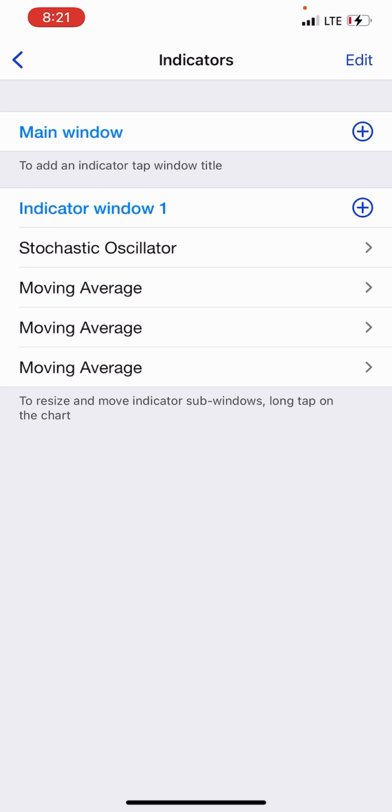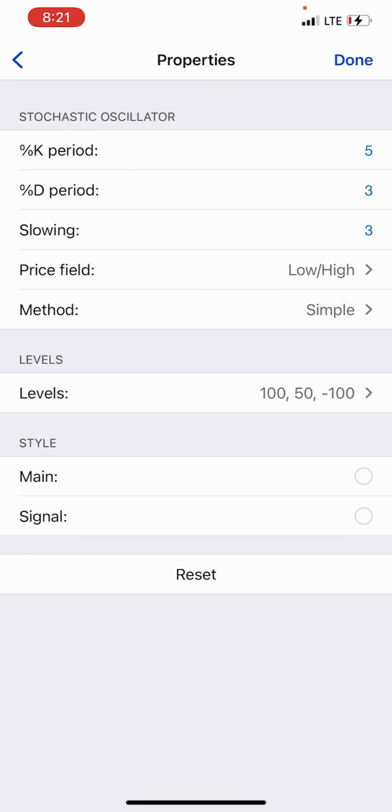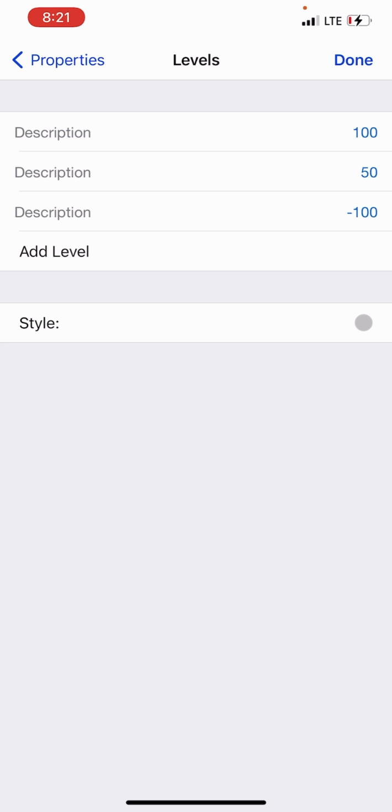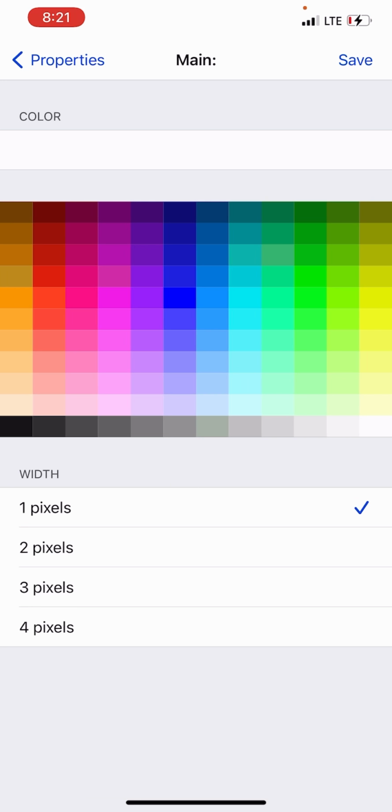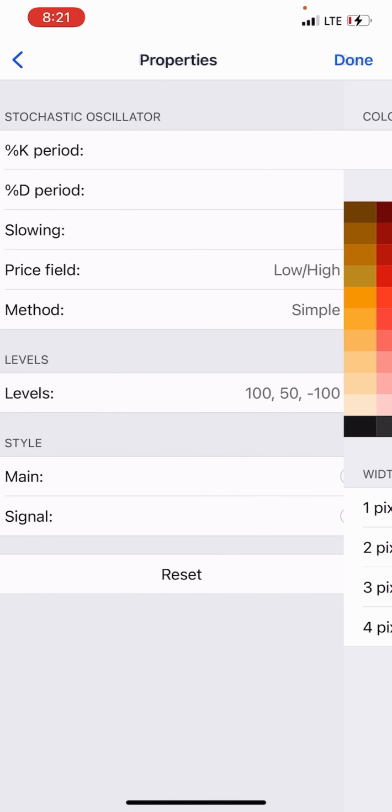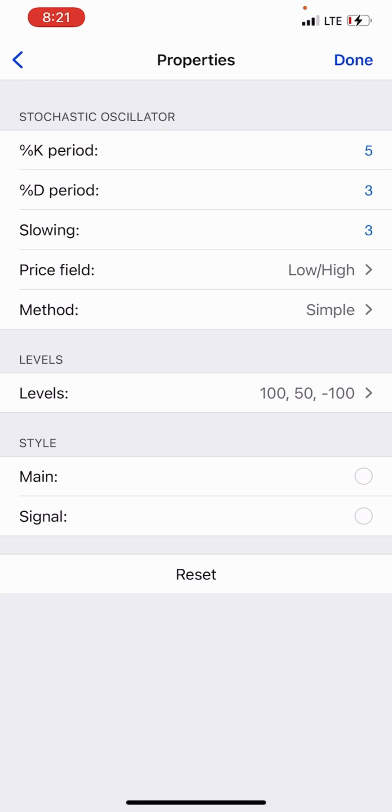The first one is the stochastic oscillator. Just check the settings. Period 5, 3, slowing 3, price field high/low, method simple. Then these are my levels: 100, 50, minus 100. Then colors, both white. Just take a screenshot of this and set your chart like that.